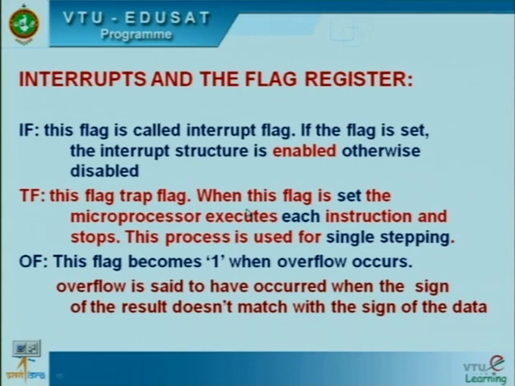If TF is set to 0, the 8086 works in normal mode. So this is basically for single step interrupt. OF, the overflow flag, comes into picture whenever there is a signed operation and whenever there is an overflow, which is a condition that cannot be handled by the processor, which generates an exception or a conditional error. So that is basically again related to the interrupts of 8086.